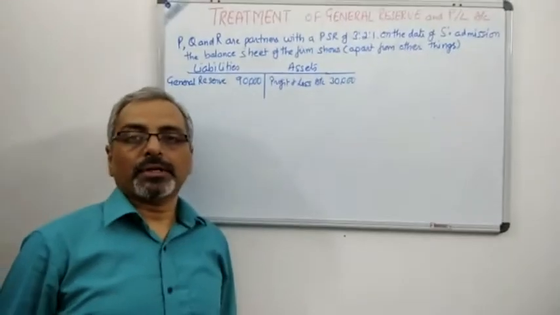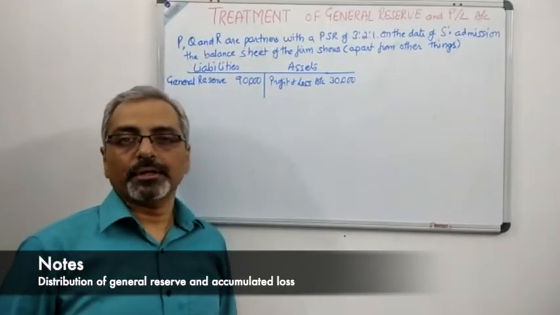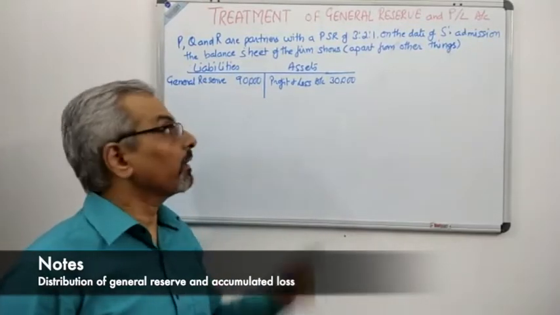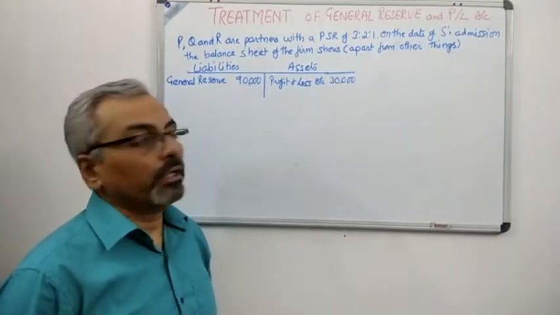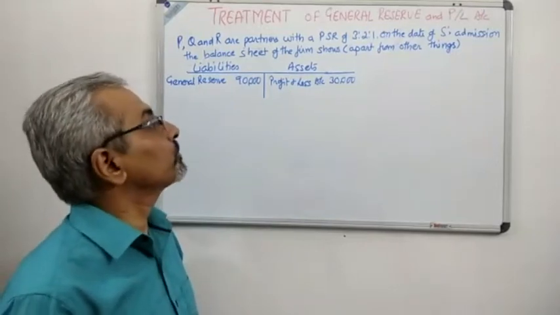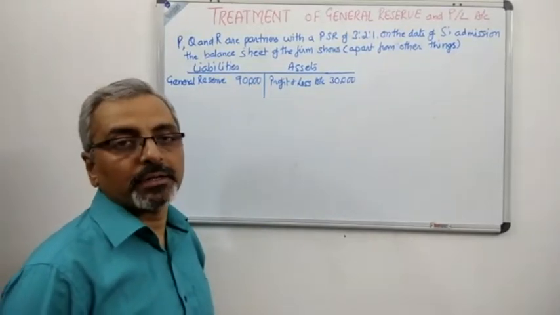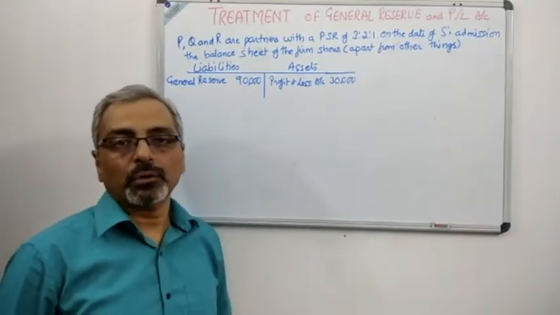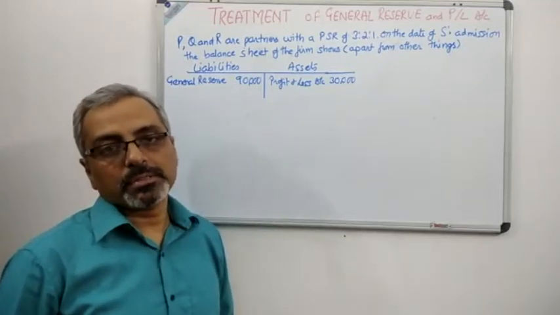Now here I have taken another case. You can see very carefully what is written in the question. There are three partners over here, P, Q and R, and their PSR is 3:2:1. On the date of S's admission, which is a new partner, the balance sheet of the firm shows, apart from other things, general reserve, which is in the liability side, 90,000, and on the asset side we have the profit and loss account 30,000. It means that there is an accumulated loss of 30,000 which appears in the asset side of the balance sheet.